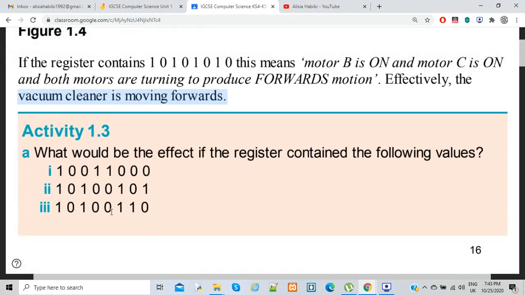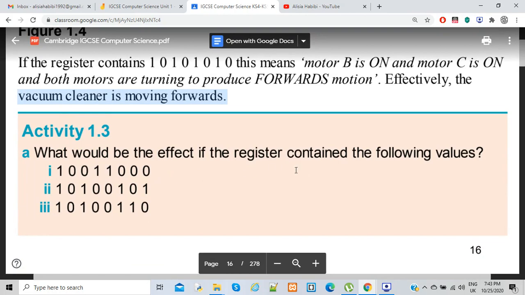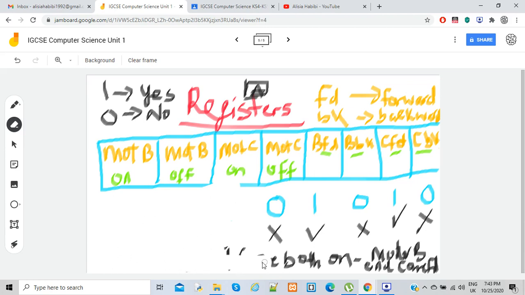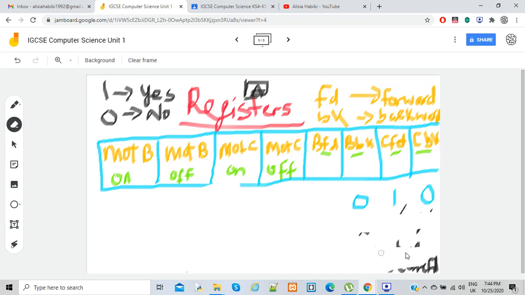Now they give us a classwork and they said, what will be the effect if the register contained the following values? So we're going to be erasing what we have here. Because we're going to input new values in this register, remember that this register contains instructions, and these instructions are executed based on whatever binary bits are present in the register, and whatever button is pressed. So each button is to execute a particular instruction. Button A is to make the vacuum cleaner move forward, which is what we just saw.